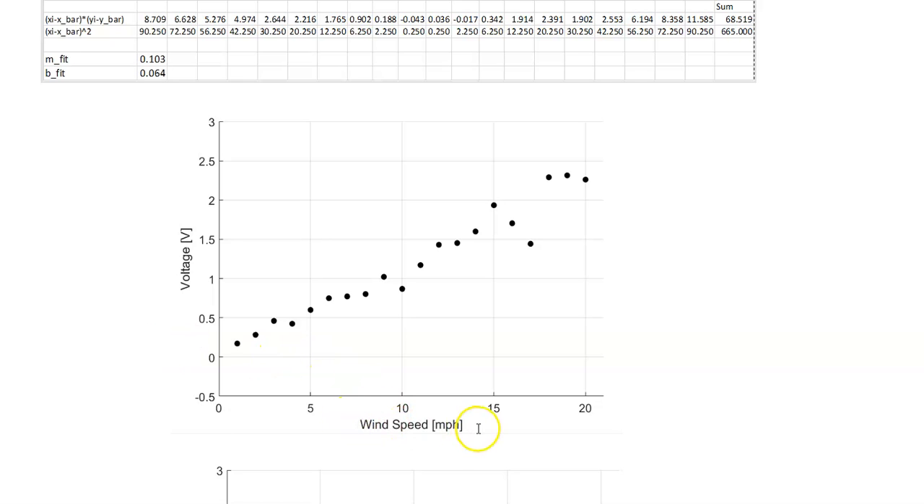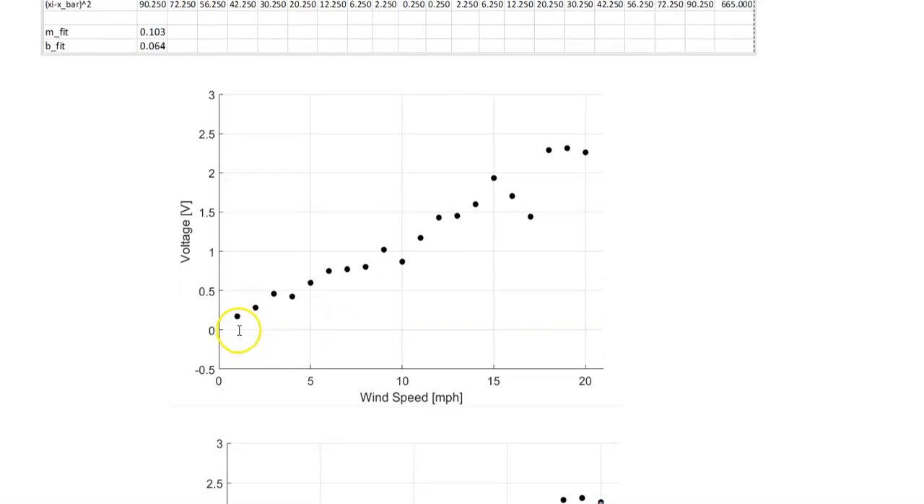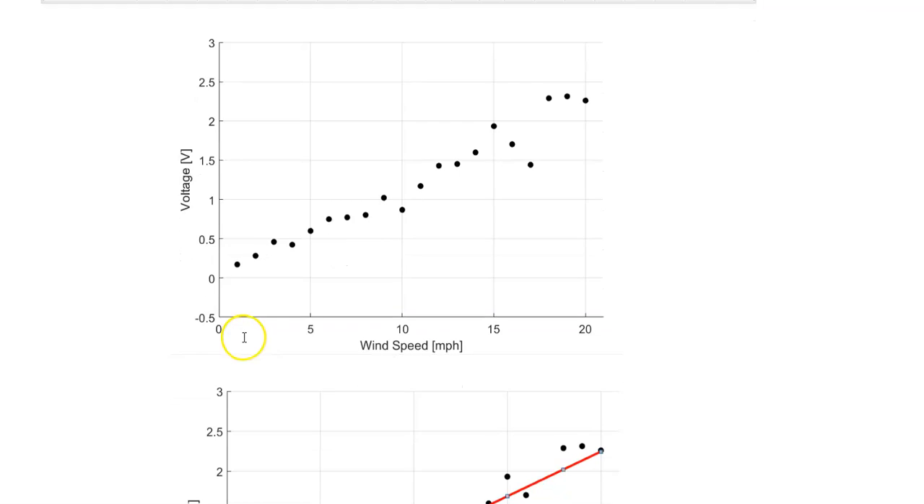And so then we can plot our calibration data. So this is our wind speed versus voltage. And you can see we have a generally linear trend. It looks a bit noisier out here at high voltages. That's common for some sensors. Some sensors are noisier at the lower end. It all depends on how they generate their signal.